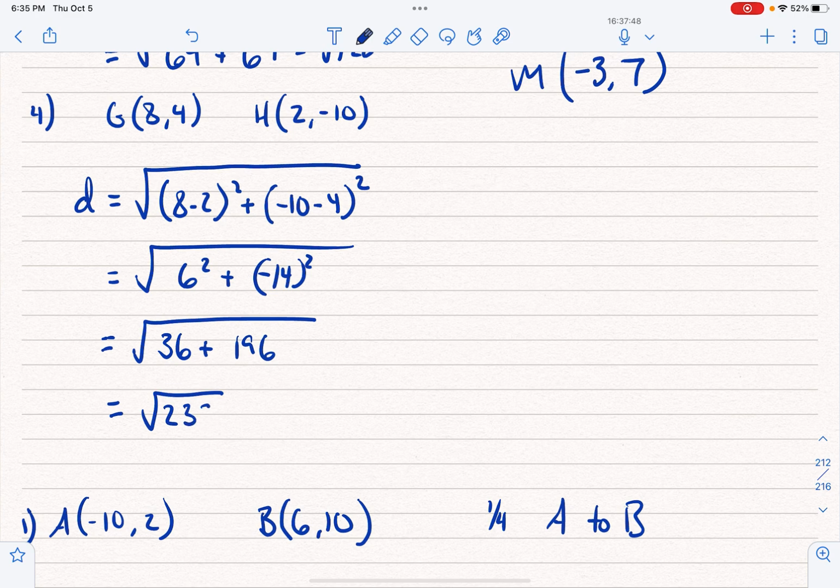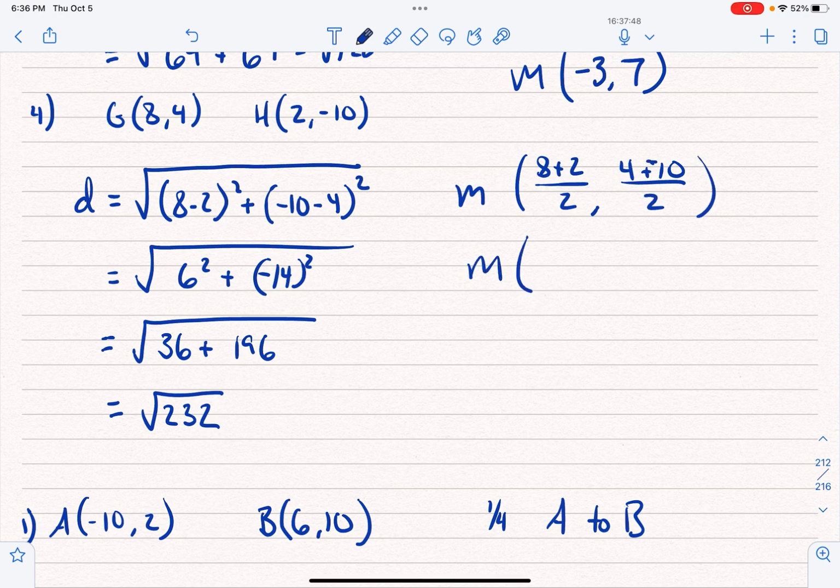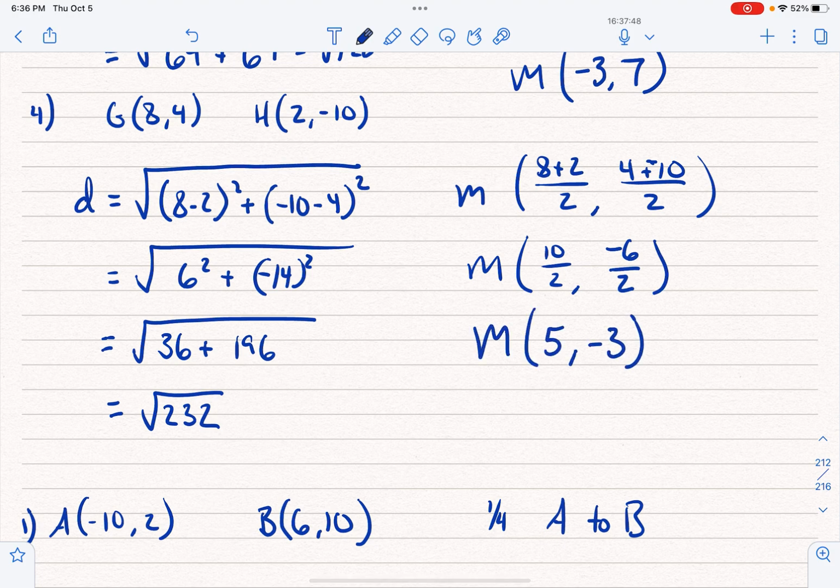So the distance is the square root of 232. For the midpoint, add up the x's, 8 plus 2, divided by 2, and add up the y's, 4 plus -10, divided by 2. Therefore 8 plus 2 is 10 over 2, and 4 plus -10 is -6 over 2. The midpoint is 5, -3.